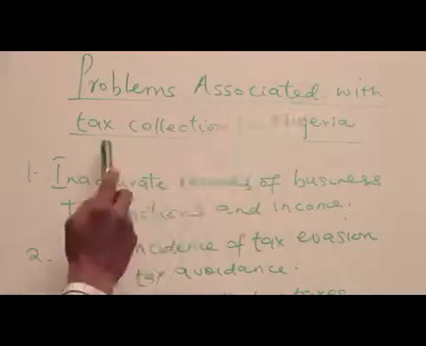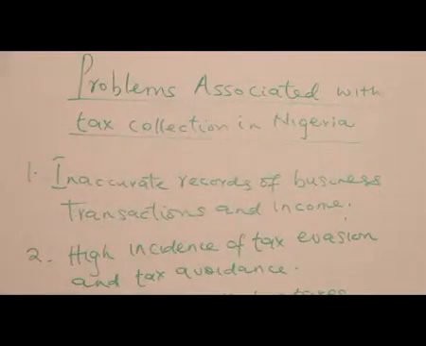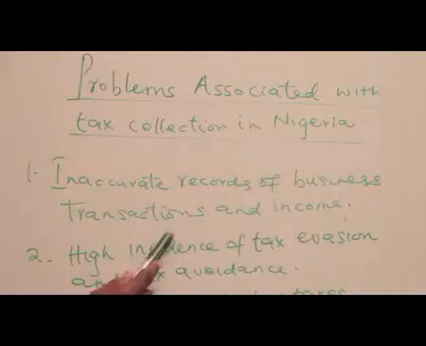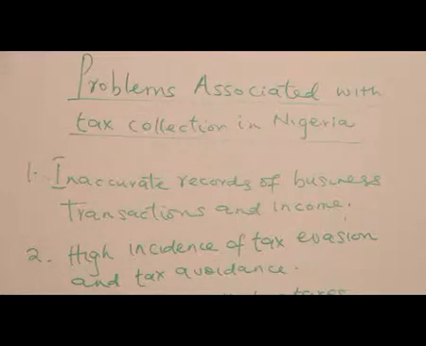Problems associated with tax collection in Nigeria. So we have some before us. There are many problems that they encounter when they are trying to collect tax. But the first one we have is inaccurate records of business transactions and income. That is, the tax collectors find it difficult in assessing, likewise in collecting taxes from business firms and income earners, as a result of inaccurate records. So if they cannot get accurate records, it will be a problem when it comes to assessing and collecting tax, either from the firm side or from the income earner side.